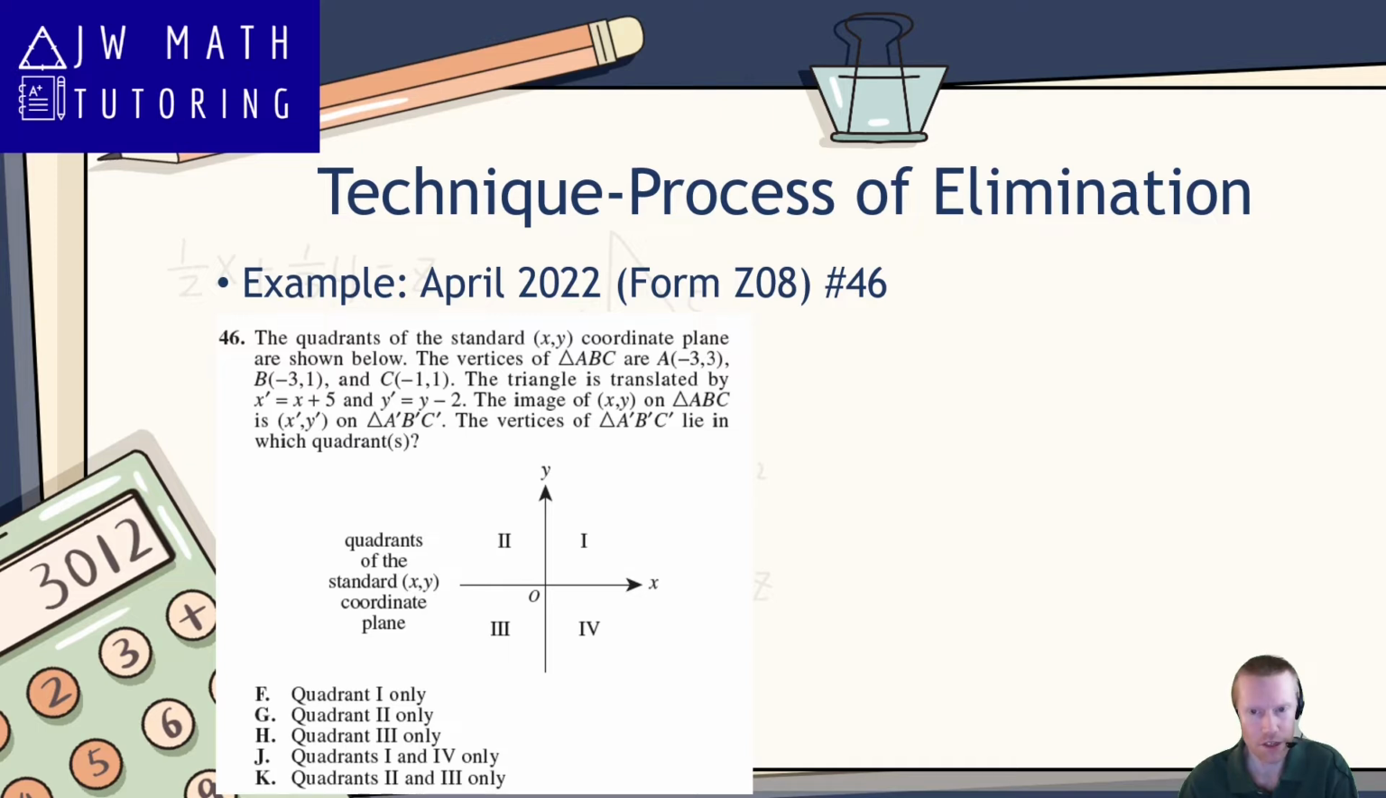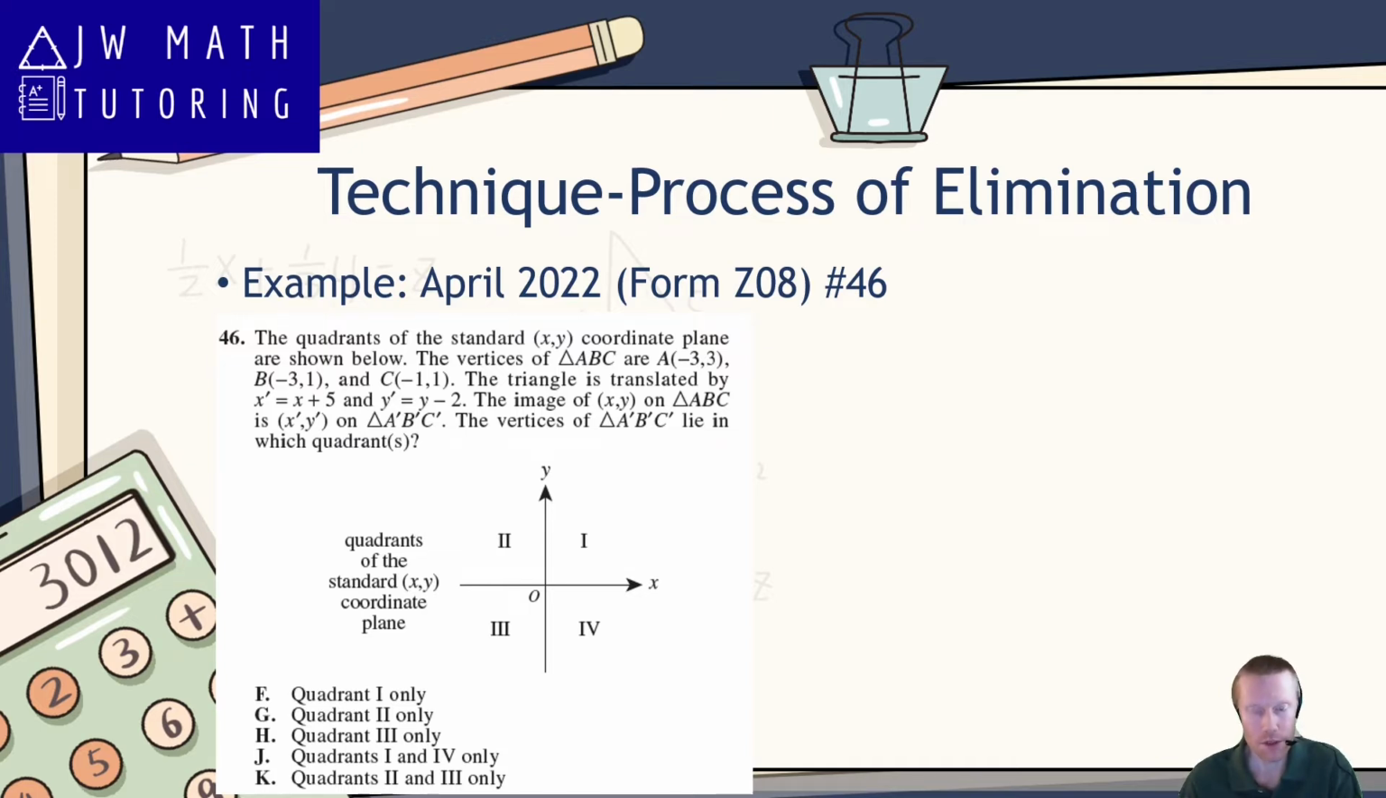A, B, and C, for a triangle. And then the triangle is translated both horizontally and vertically. So it ends up being shifted in both directions. And then they ask for the quadrant that the vertices of the new triangle, or the image, lie in after the translation. So here's how I would use process of elimination for this to save some time.